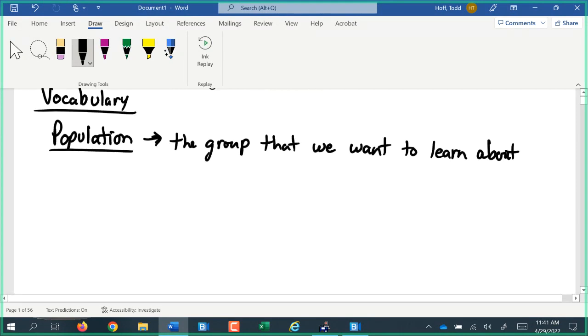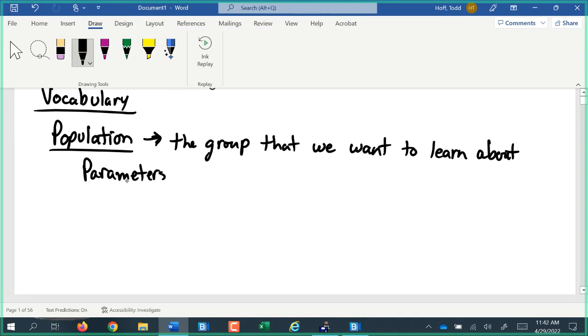Now, from that population, there are parameters. Parameters are simply information describing the population.